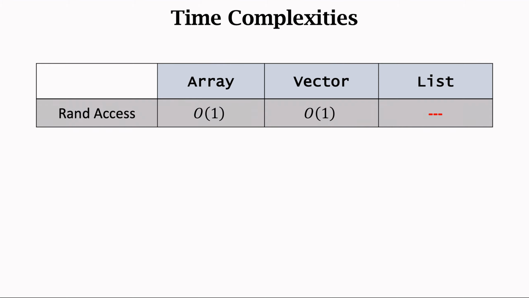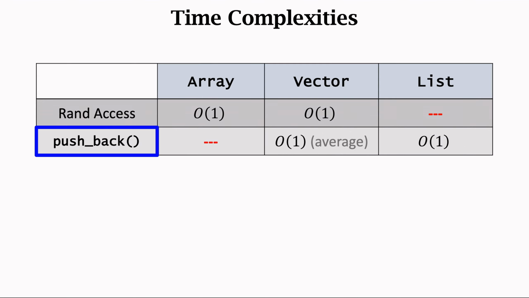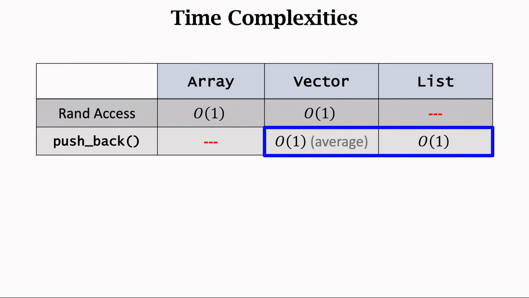Here is a comparison of some frequently used operations. Array and vector allow random access, so the time complexity is constant. List does not support random access. Pushback means appending a new element to the end. Array has a fixed size, so it does not support pushback. The size of vector and list can grow dynamically, so they allow pushback.